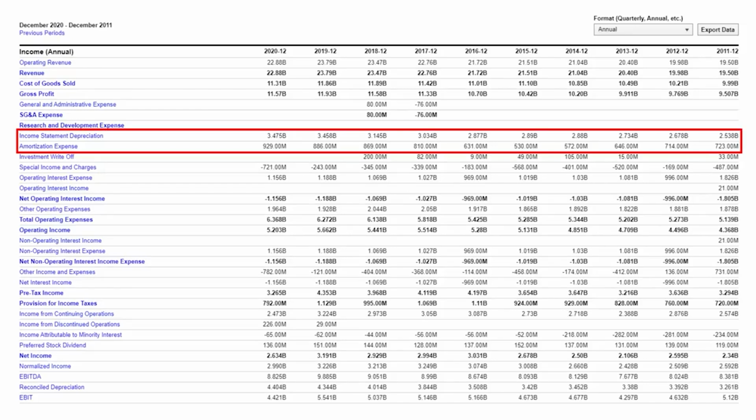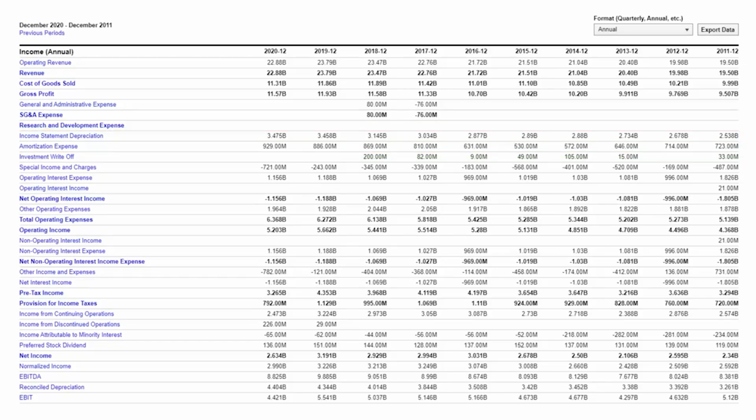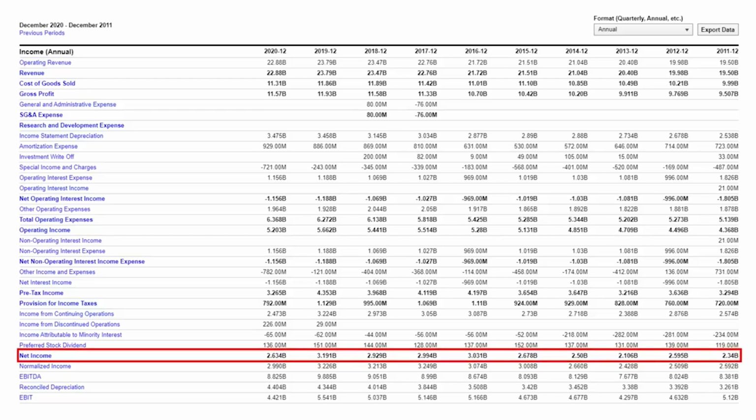Now, these are considered non-cash expenses. In this current year, it might not have actually cost the company any money, but it is still deducted from their net income. As we move down the income statement, you're going to see a lot of different costs that end up coming off the company's bottom line, but we end up with net income of $2.634 billion.